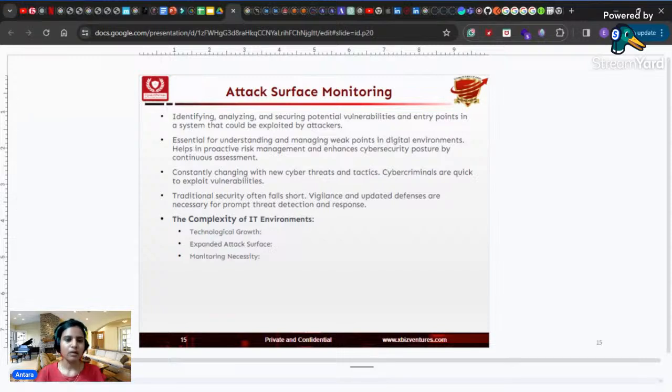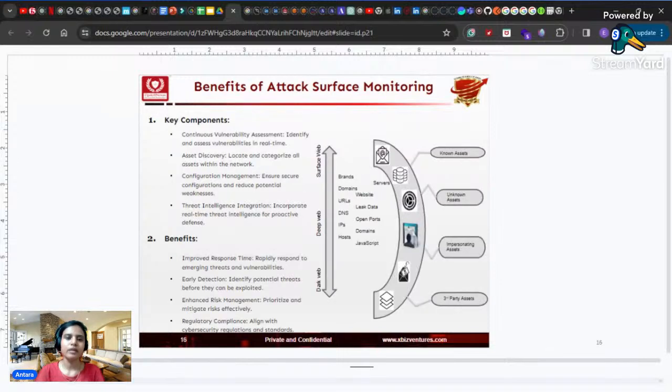And hence continuous monitoring has become an essential part of it, right? This brings in complexity, because it is crucial to safeguard your digital assets, right? But there are many controls as well, and many tools as well, that give efficient results out of it.